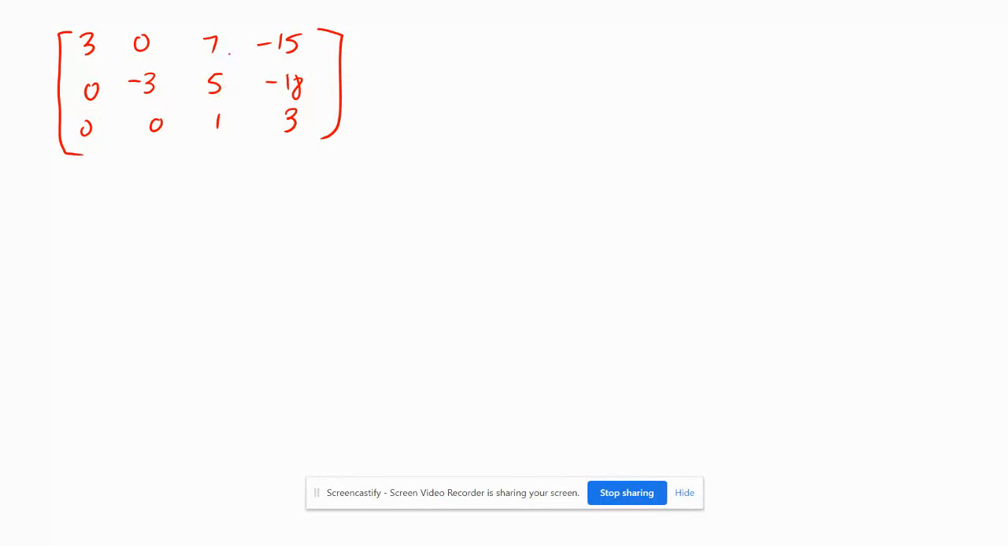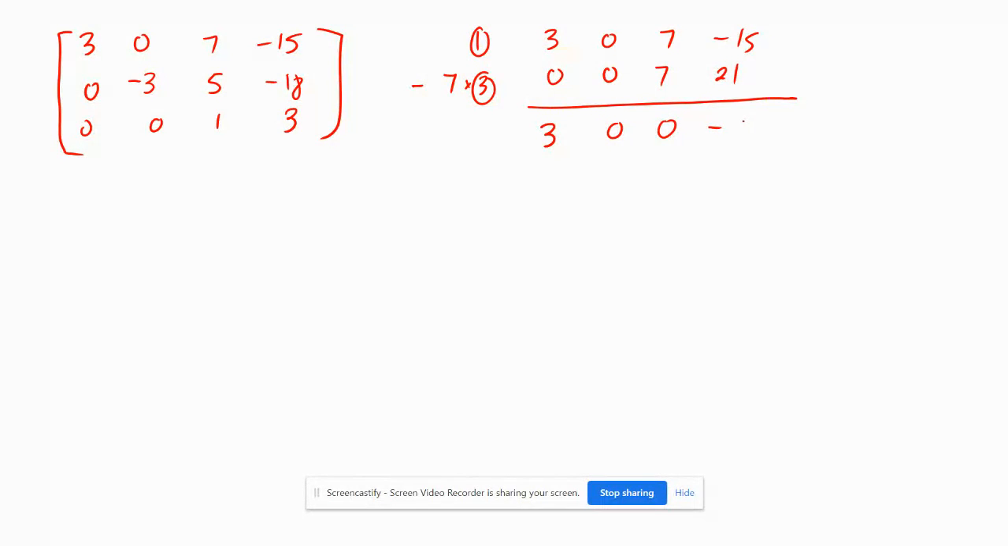I need zeros here and here. So let's get rid of this one first. I'm going to go equation 1 minus 7 times equation 3. And we're going to subtract these ones. Okay, I'm going to divide this equation by 3.